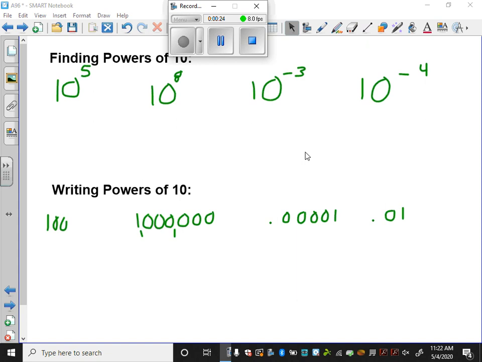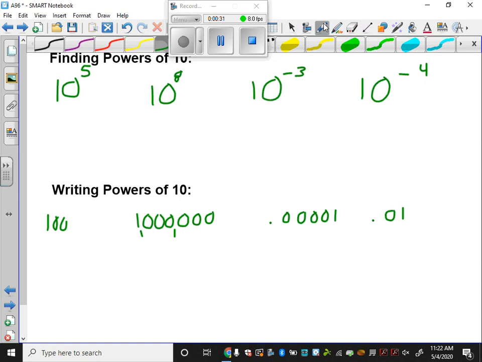And a lot of you are probably thinking, oh, this is easy, I can do all this. But what we're trying to do here is to understand the patterns of these numbers and how we can use those in writing things in scientific notation and how we can write things as powers of 10 and evaluate them.